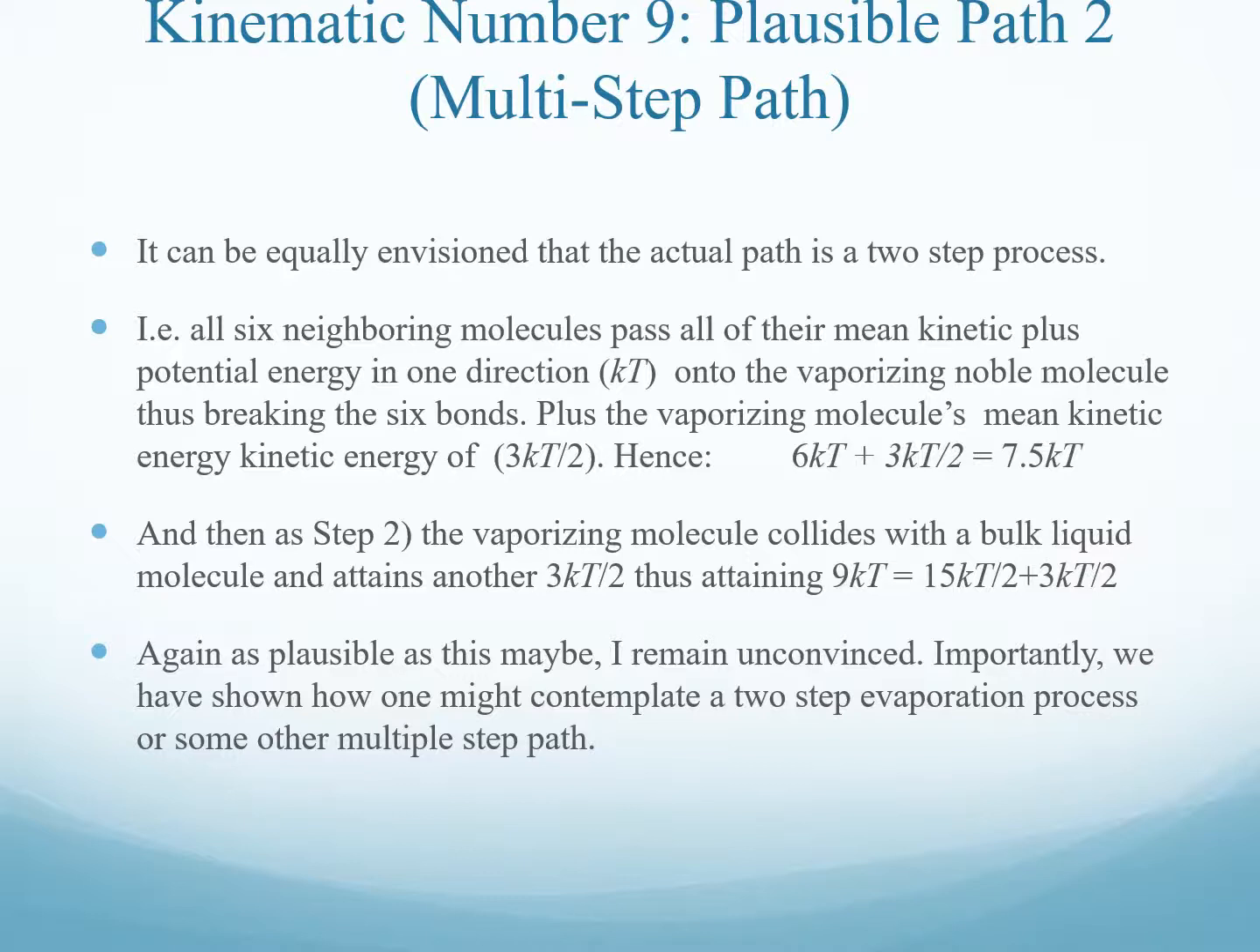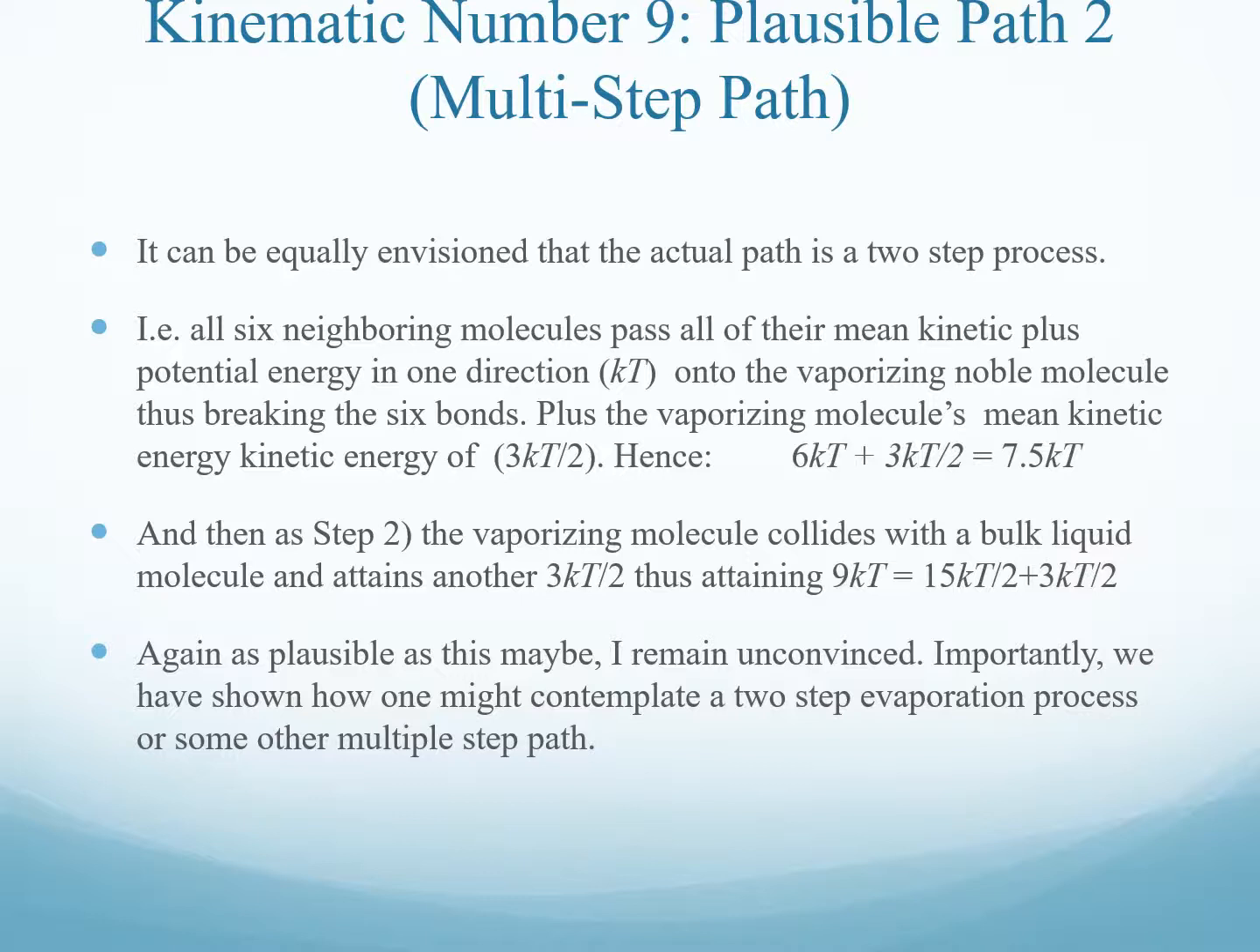Okay, so let's take a look at a multi-step path. It can be equally envisioned that the path is actually a 2-step process. Such as all 6 neighboring molecules pass all their mean kinetic energy plus potential energy in one direction, kT, onto the vaporizing noble molecule, thus breaking the 6 bonds at some instant. Plus the vaporizing molecule's mean kinetic energy of 3/2 kT, hence we have 7.5 kT to break the bonds. And then in step 2, the vaporizing molecule collides with the bulk liquid and attains another 3 kT over 2, thus attaining 9 kT. Again, as plausible as this may be, I remain unconvinced.